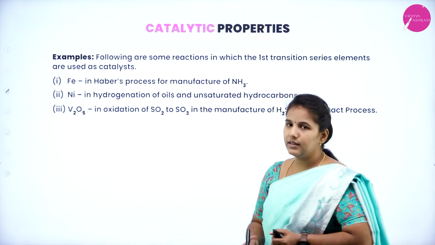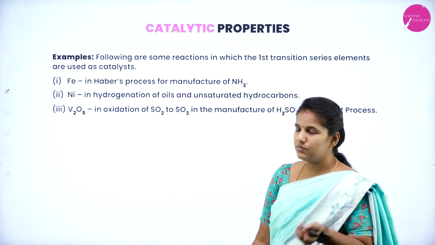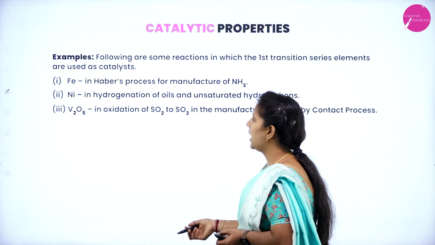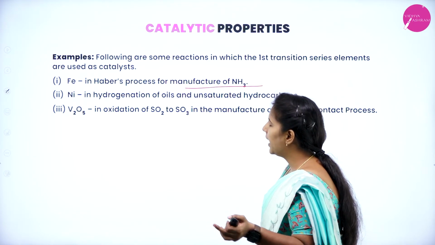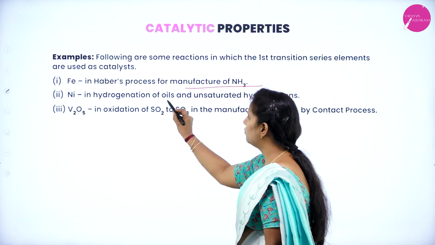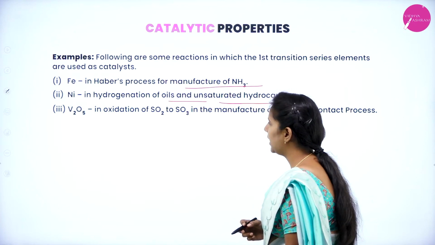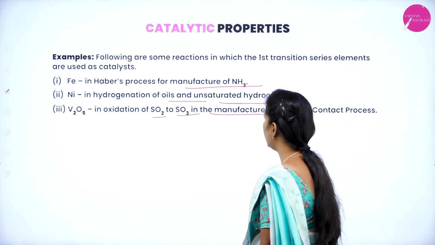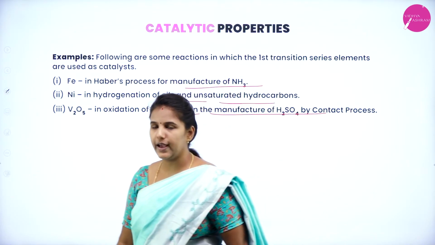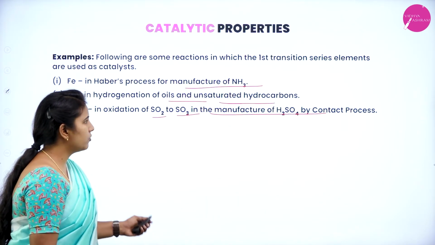So, the following are the examples of catalysts as we have used many times. Iron is used in the Haber process for the manufacturing of ammonia, nickel is used in the hydrogenation of oil and unsaturated hydrocarbons, and vanadium pentoxide is used in the oxidation of SO2 to SO3 in the manufacturing of sulfuric acid in the contact process.